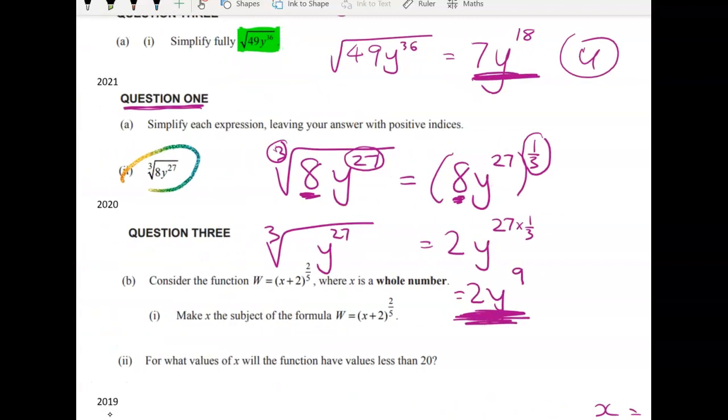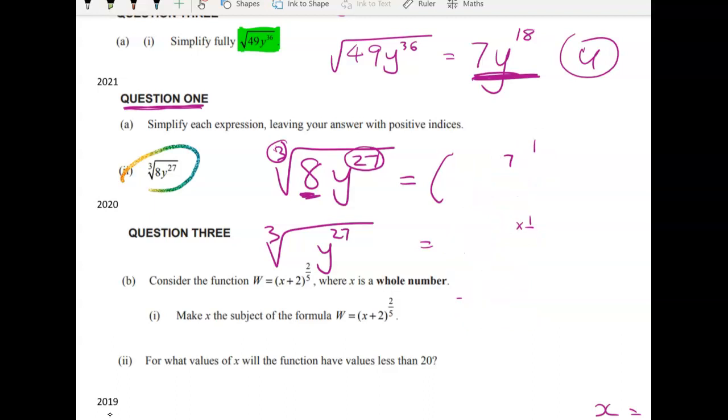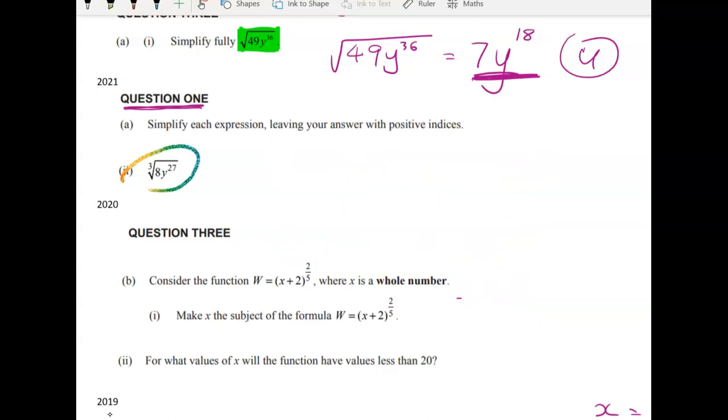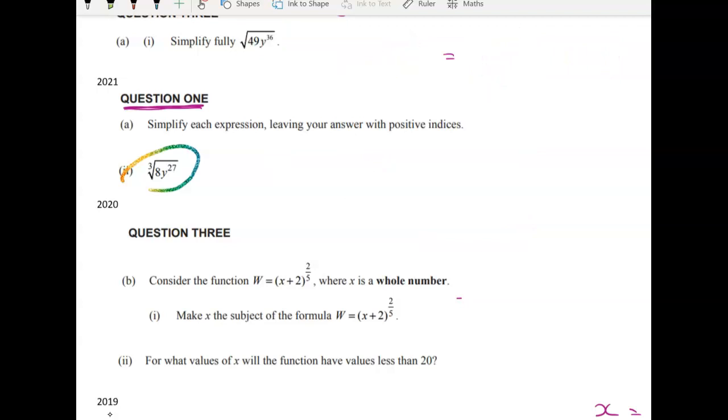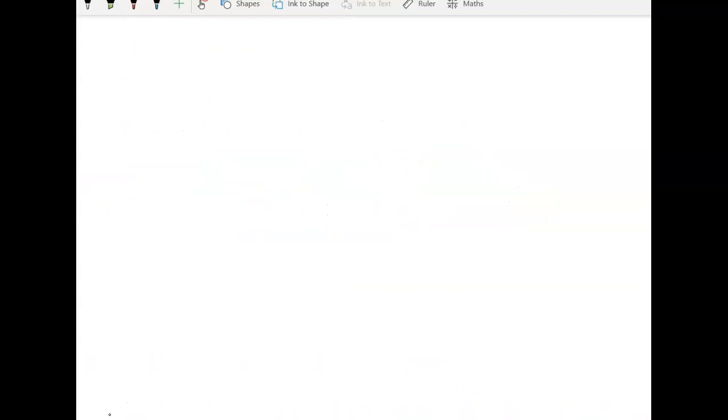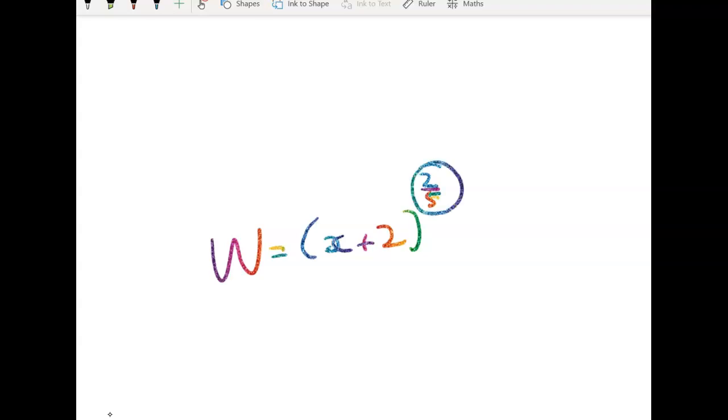All right, I think I've just got time to do this last one, which is a little bit harder. This is a merit question. I quite like it. I think it's a little bit different. So we've got a function, and the function takes a value of x, and then it does something to it, and out pops w. We have to rearrange it and make x the subject of the formula. So we start off with w is equal to x plus 2 to the power of 2/5. To undo this, we're going to do w to the power of 5/2 on both sides.